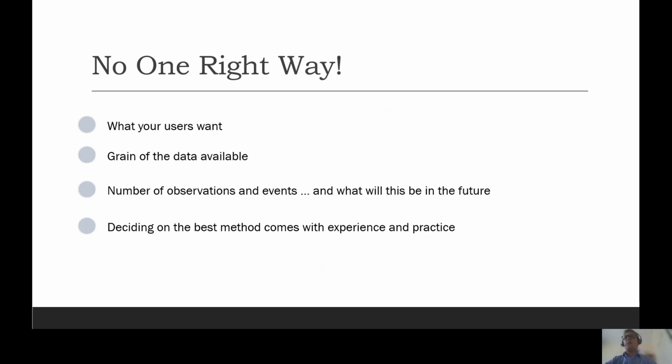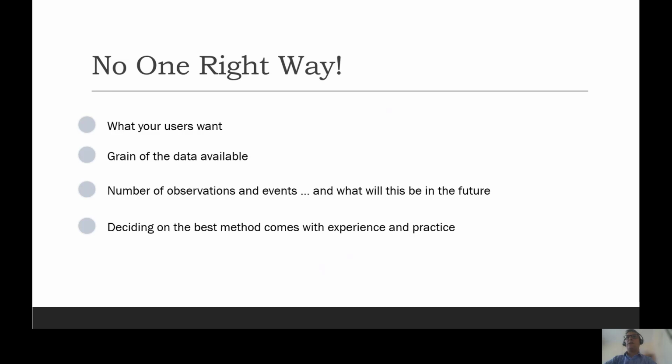The other end of that scale, apart from what your users want, is also what data you have available to you and the granularity of that data. And you really should consider the number of observations you've got of events, not just now, but in the future. So if your data is 500,000 rows now, but you know within the next year it's going to become 2 or 3 million, you're going to want to have a different modeling solution.